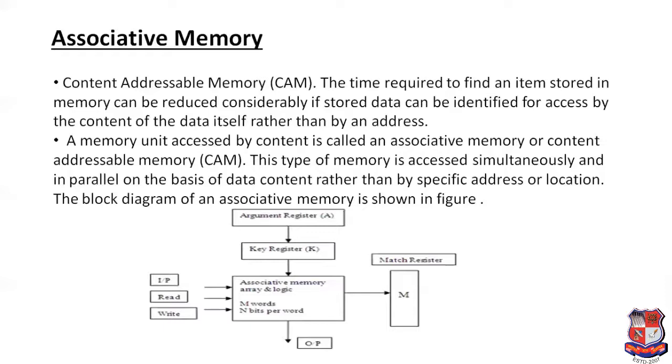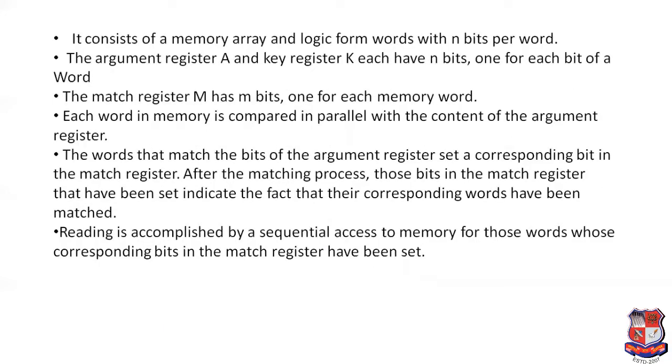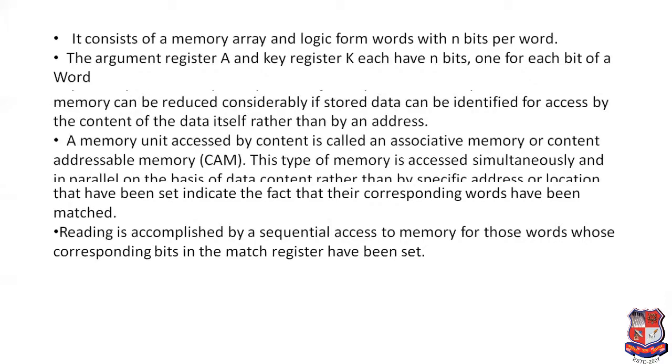You will see further that the match register is used to match the data bits of the argument register with the key register. Now, the associative memory consists of a memory array and words with n bits per word. The argument register A and the key register K each have n bits, one for each bit of a word. The match register M has m bits, one for each memory word.